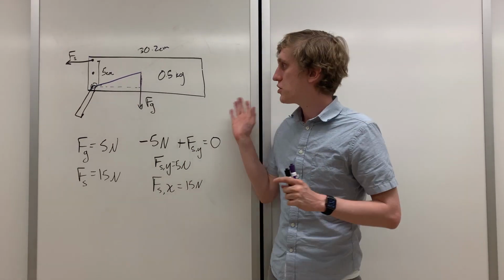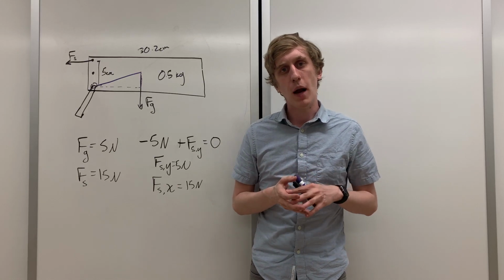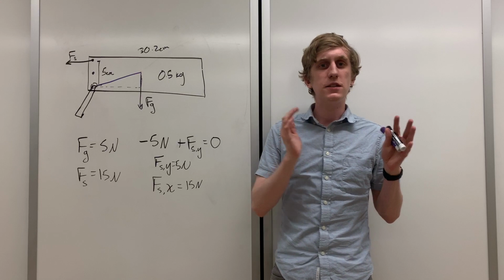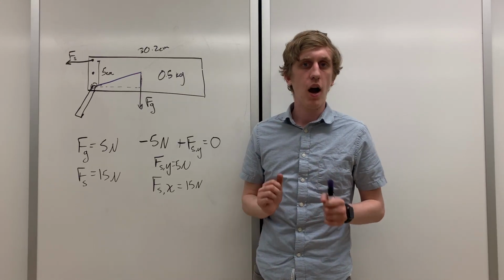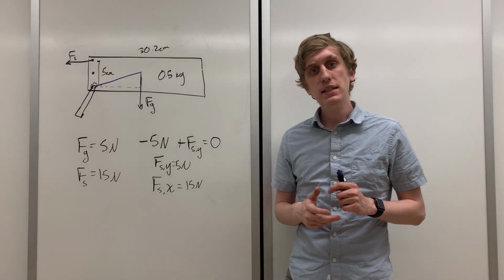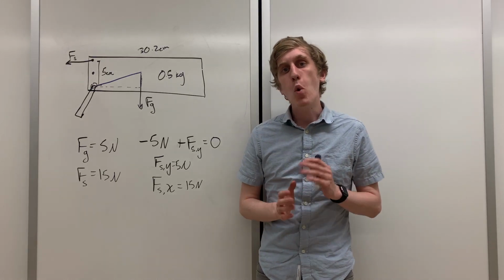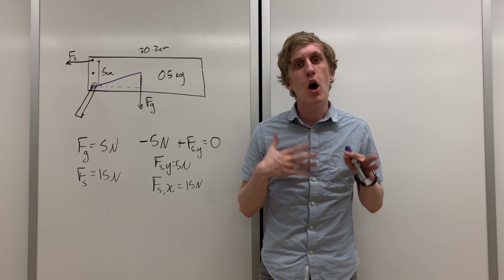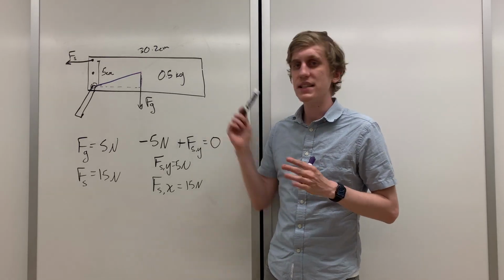This state is called static equilibrium because the object is not moving and both its forces and its torques are balanced. Next time, we're going to start to see more examples of static equilibrium, and we're going to continue to develop our problem-solving skills for these kinds of problems.